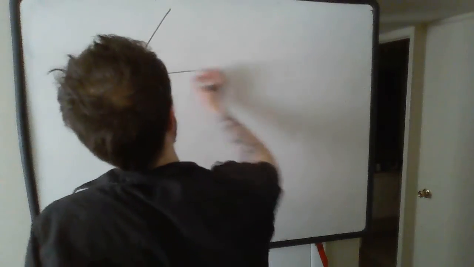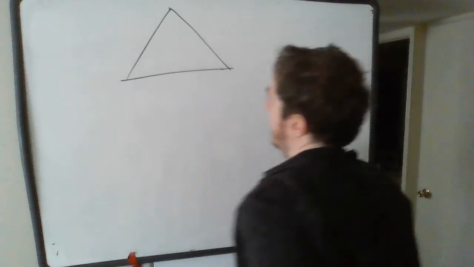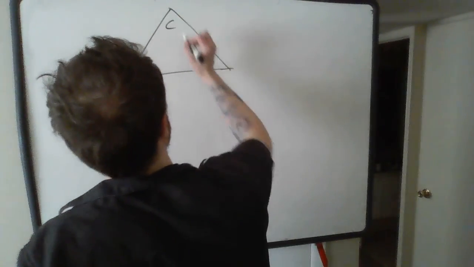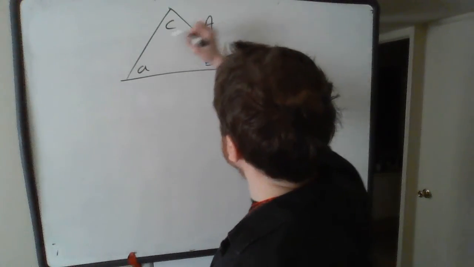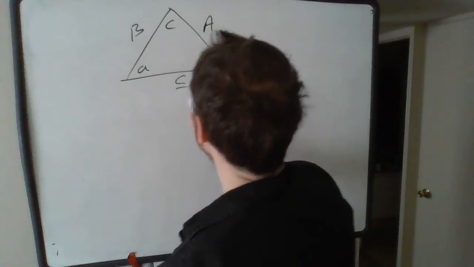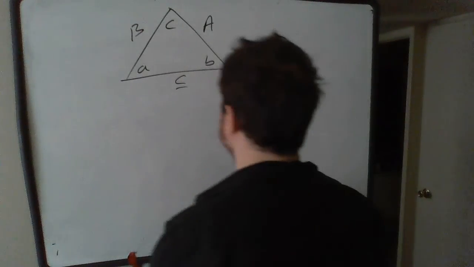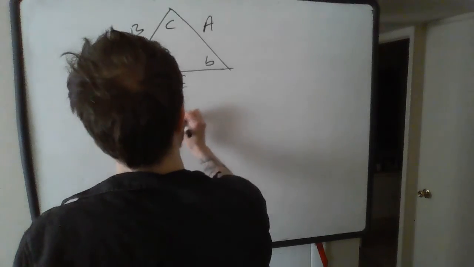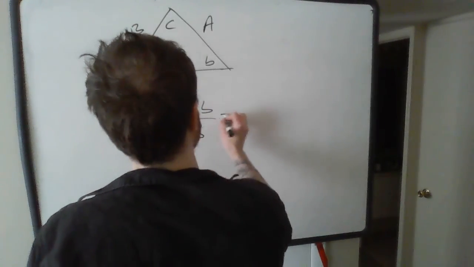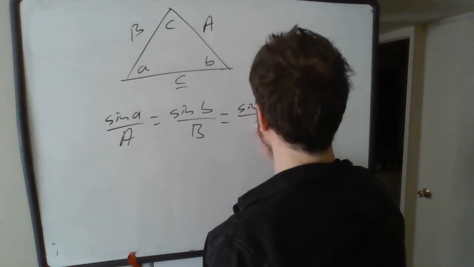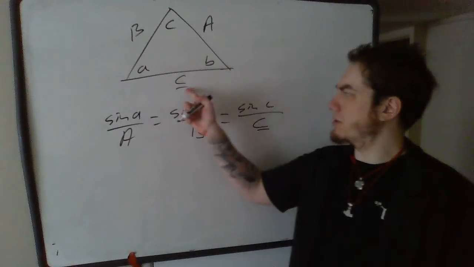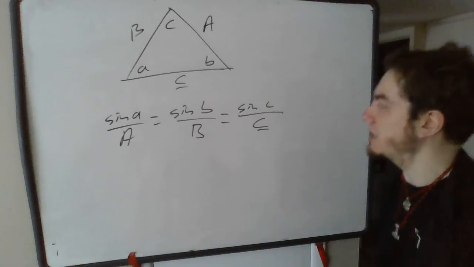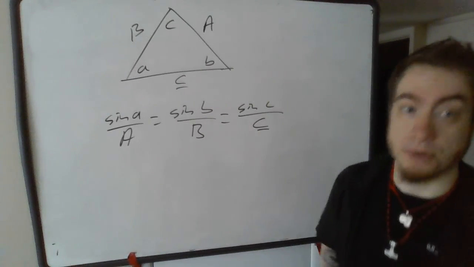If I have some kind of triangle here, and I have angles A, B, and C, and sides capital A, capital B, capital C, then the law of sines says that the sine of little a over A equals the sine of little b over B equals the sine of little c over capital C. Remember, I'm putting the little underline under the C just to make sure you know that that is supposed to be a capital C, because otherwise, with my handwriting, you would never know the difference.